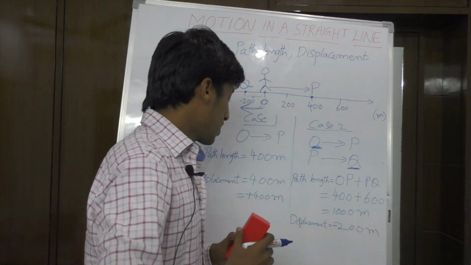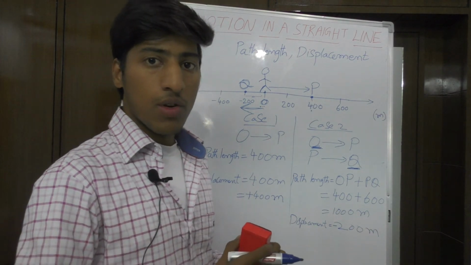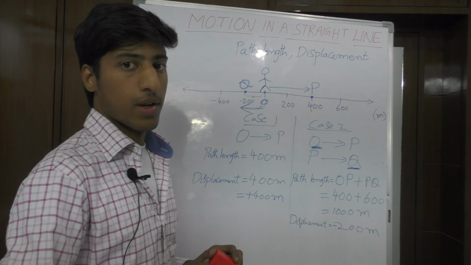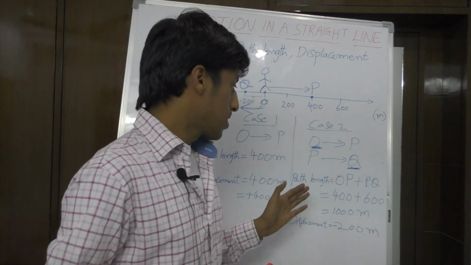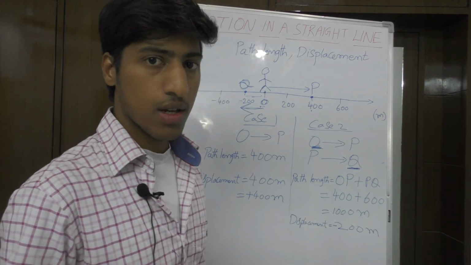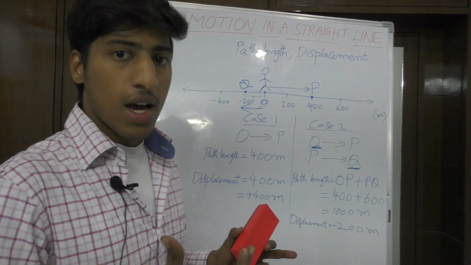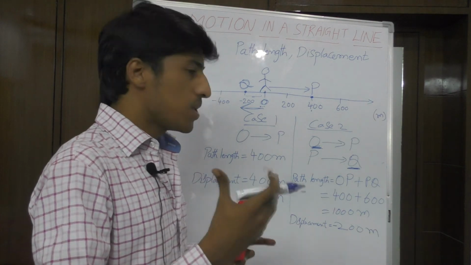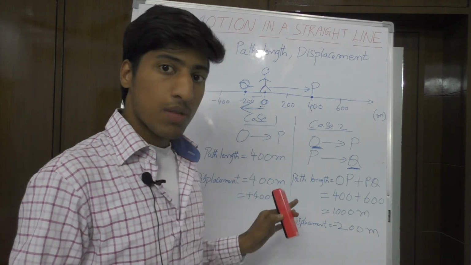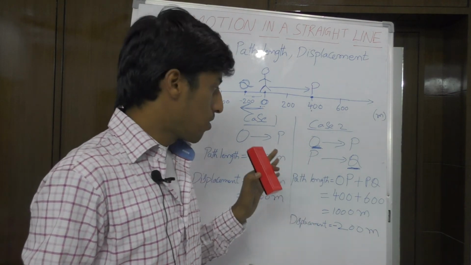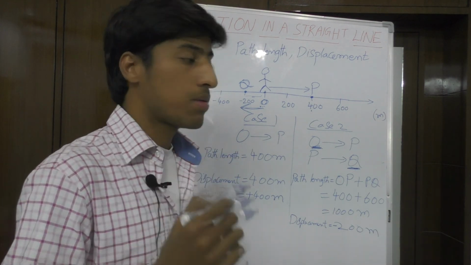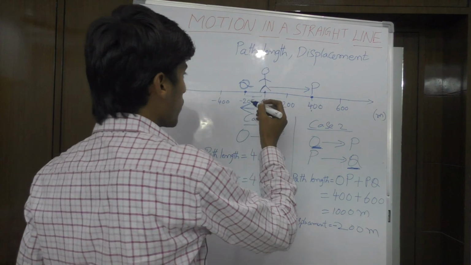From this we can observe that in the first case the path length is equal to the displacement, whereas in the second case the path length is not equal to the displacement. They are different, and we cannot say that path length will always be equal to the displacement, and there will be some situations where the displacement is 0 but still there will be some magnitude for the path length. I will take an example to explain this another situation.